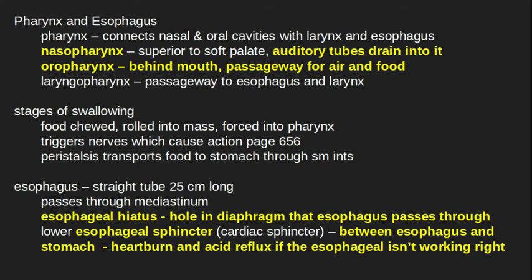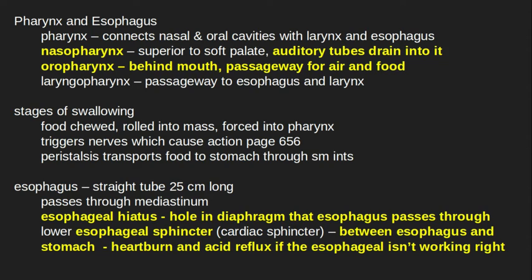And again, if you need to pause at any time, you can. The pharynx and esophagus is what this section is about. The pharynx connects your nasal and oral cavities. Your nasopharynx is where your auditory tubes drain into. Your oropharynx is behind your mouth. This is your passageway for air and food. The laryngopharynx is the passageway to your esophagus and larynx.